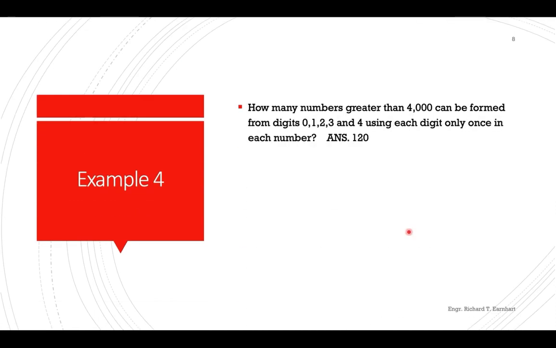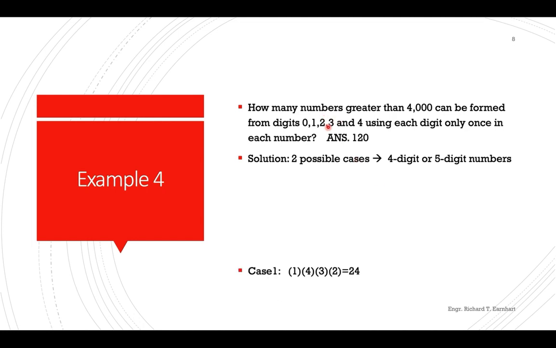For example, how many numbers greater than 4,000 can be formed from digits 0, 1, 2, 3, and 4, using each digit only once in each number, so repetitions are not allowed? It's not mentioned whether it is a 5-digit or 4-digit number, so we have two possible cases. First, 4-digit numbers greater than 4,000. Since the highest is 4, you only have one choice for the first digit. Then for the second digit, 5 minus 1, so you can now choose 0. So 4 minus 1, 3 minus 1, 2. The total possible 4-digit numbers greater than 4,000 will be 24.